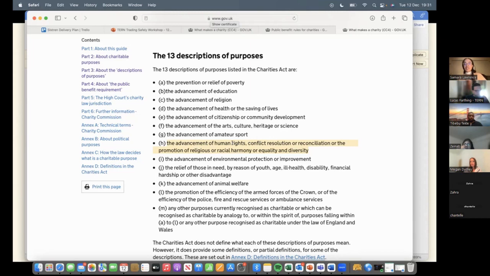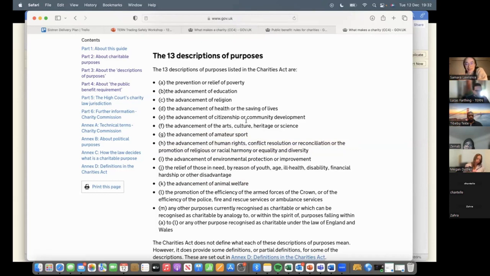Then over time, cases came to the courts that advocated that the advancement of human rights is a charitable purpose. Crazy that it wasn't before, but it wasn't. Think of Amnesty International and Liberty, the authentic original human rights organizations. They weren't set up as charities because it wasn't a charitable purpose at that time. So it does change sometimes, and things get added. The advancement of animal welfare wasn't a charitable purpose originally, but got added. Same for amateur sport. So yeah, good question.